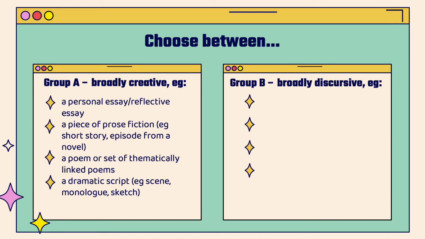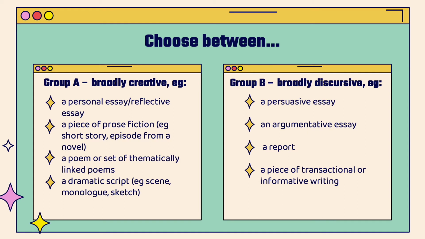And then we have Group B, which is the broadly discursive category. Within this, you have persuasive writing, an argumentative or discursive essay, a report, or a piece of transactional or informative writing. Under normal circumstances, you would select one piece of writing from Group A and one piece of writing from Group B. However, this year you will only submit one piece of writing for your folio, so you need to think carefully about which piece of writing plays to your strengths and suits you best.